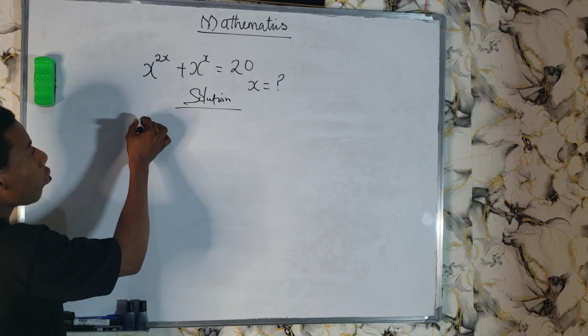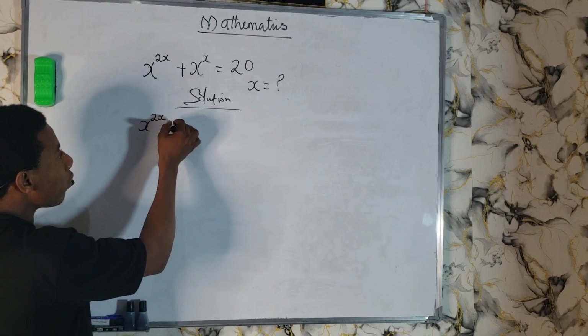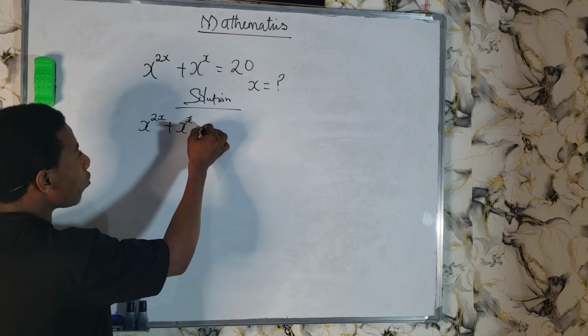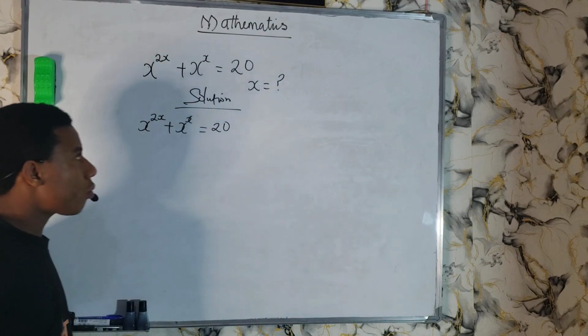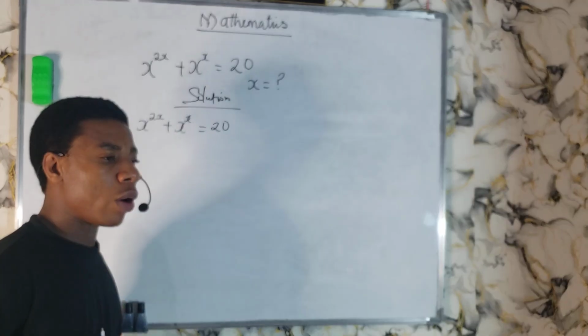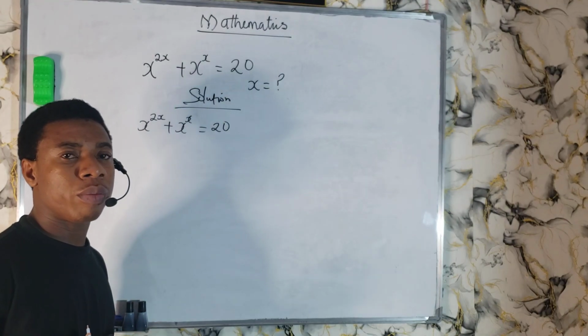Solution: we have this question as x raised to the power of 2x plus x raised to the power of x equals 20. Now this is what we're going to do. We're going to apply simple laws of indices.